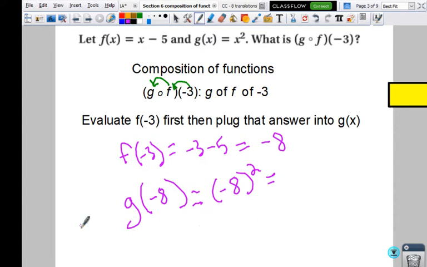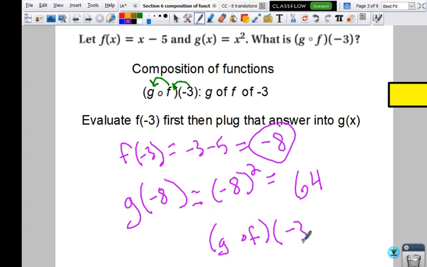Put like 2 in there. Alright, so I got negative 8 for f of negative 3. I take this negative 8 and I plug it back in for g this time. G of negative 8 is negative 8 squared, which is positive 64. So when I solve these, g of f of negative 3 equals 64. And this 64 is my final answer. This is my final answer right here.